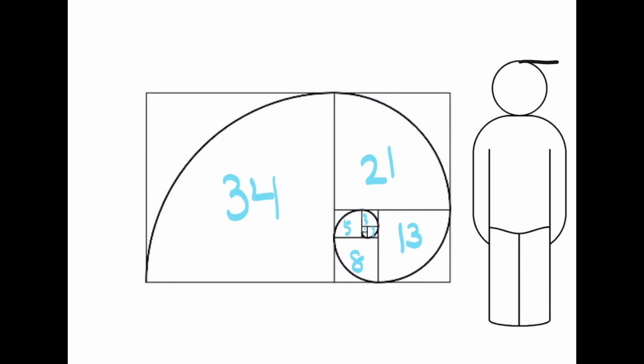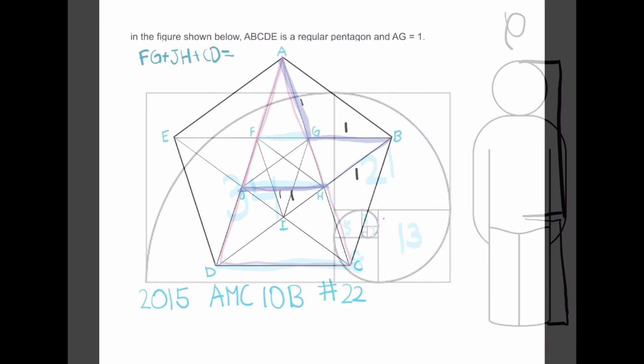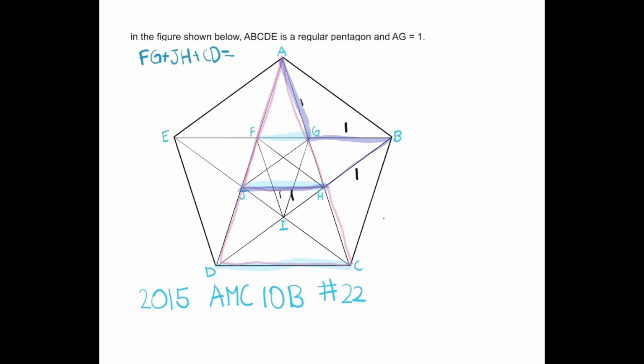So this is something I found cool. Basically, if we call the length from our head to our belly x, and the length from our belly to our feet y, x actually equals 1.618y, and that probably sounds familiar. It's phi. So here we are with our AMC 10 problem.